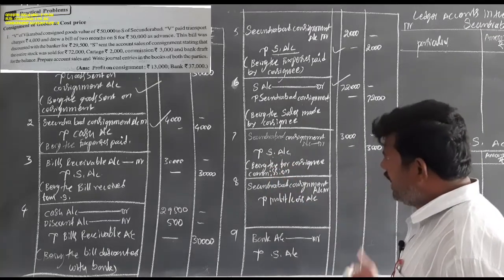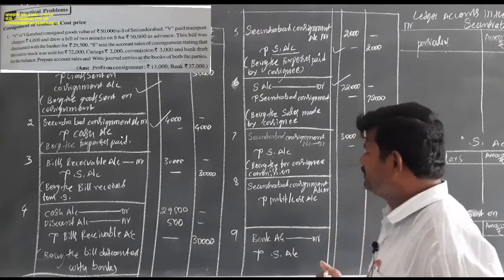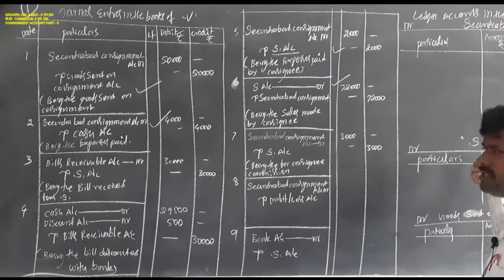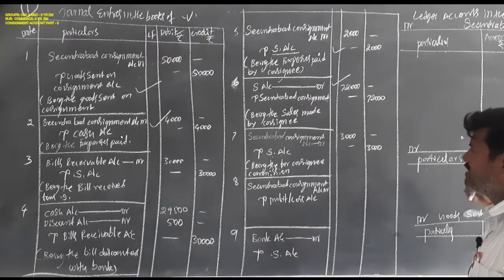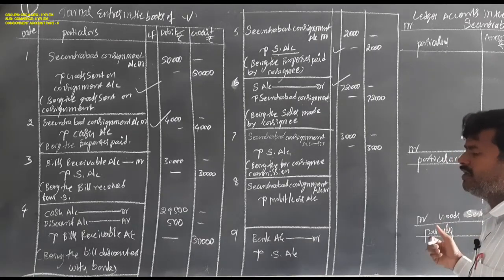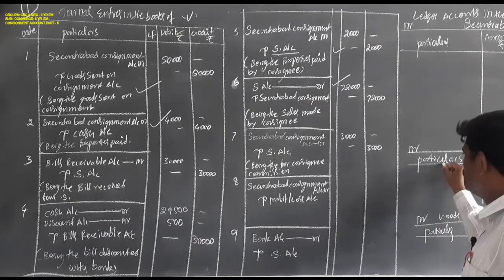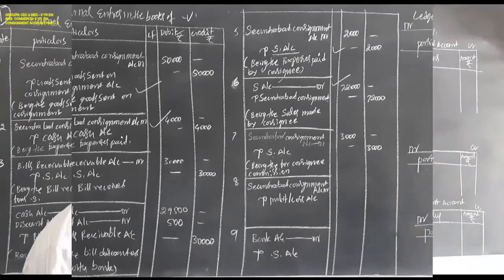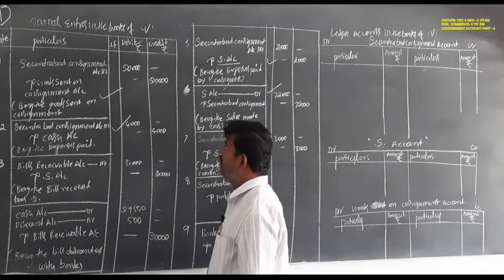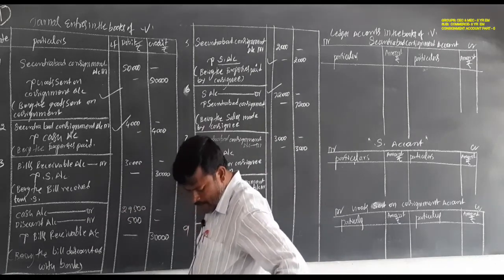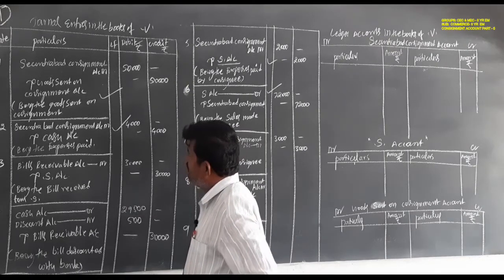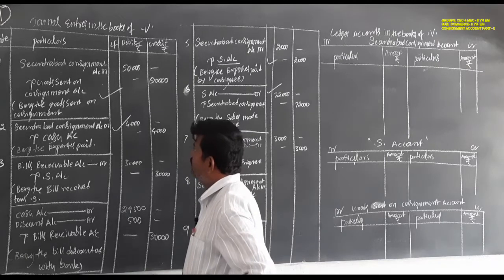Next, after preparation of consignment account, we get the profit or loss. After preparation of consignee account, we get the balance due to consignor, balance due from consignee, whatever it may be. It is found out through consignee account. Okay. Next, as per this problem, we are preparing the ledger account, consignment ledger account.